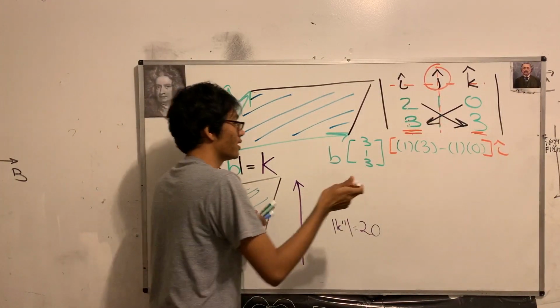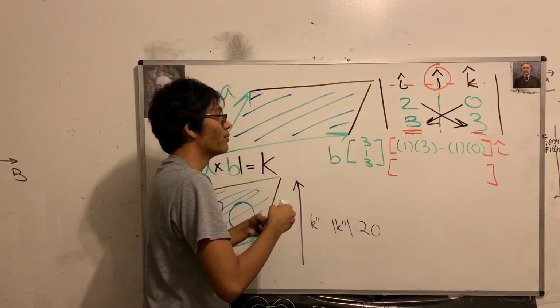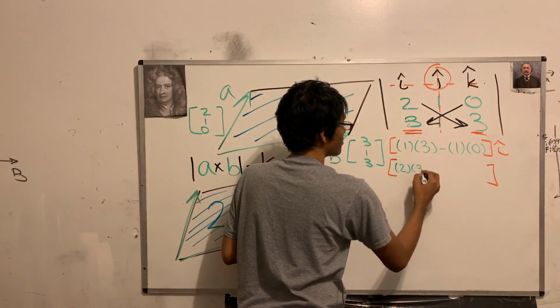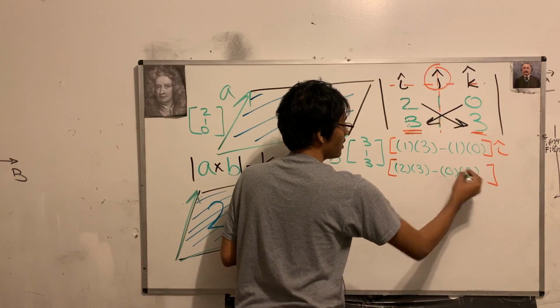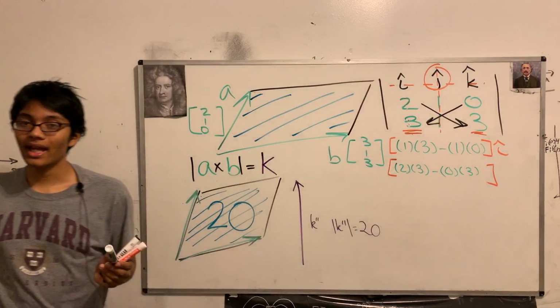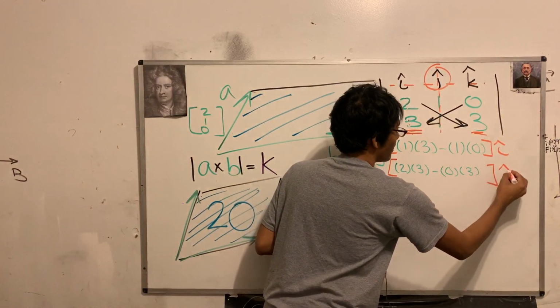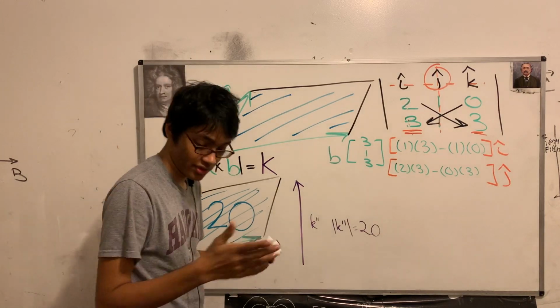So how can I do that? Well, much the same way as we did before. Multiply 2 and 3, your first diagonal, and subtract from that the other diagonal, 0 times 3. And to that, we're going to multiply j hat. Okay? And finally, our final concern is k hat.